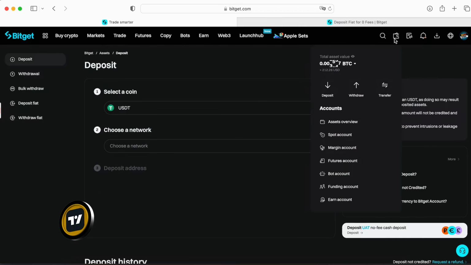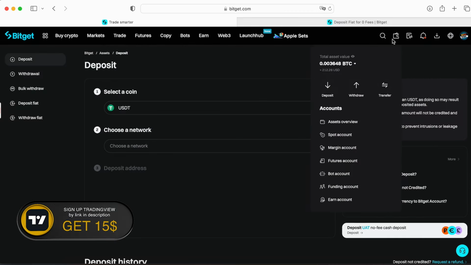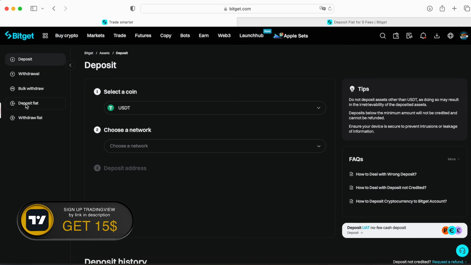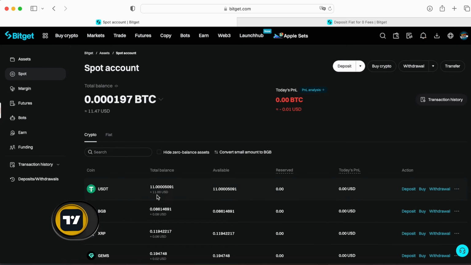First of all, you need to charge your account. To start trading, you can deposit fiat money from your card or deposit some crypto. When you charge your account, by default, the money lands in your spot account. And with a spot account, you can buy crypto on spot.